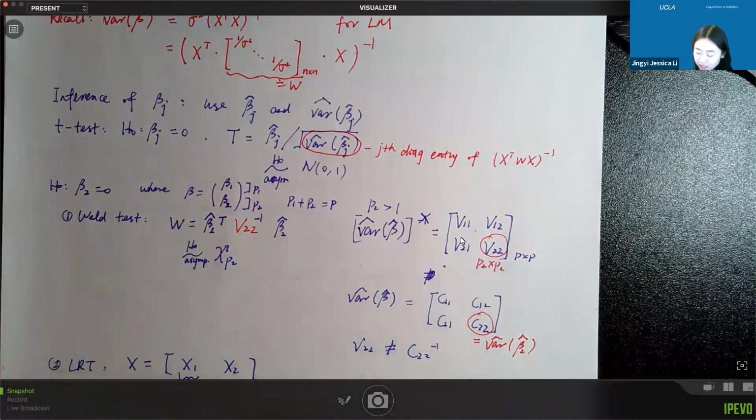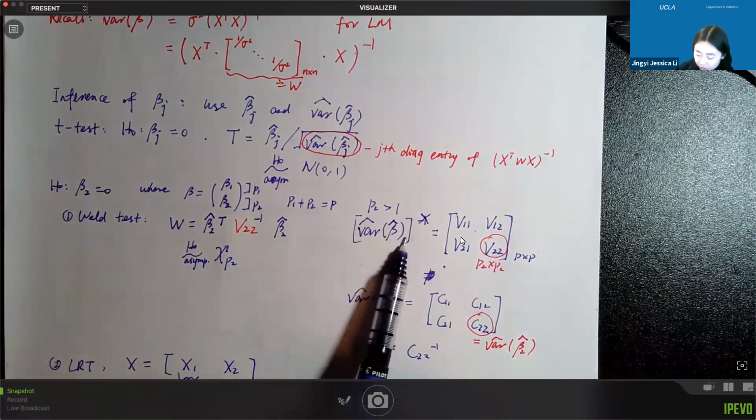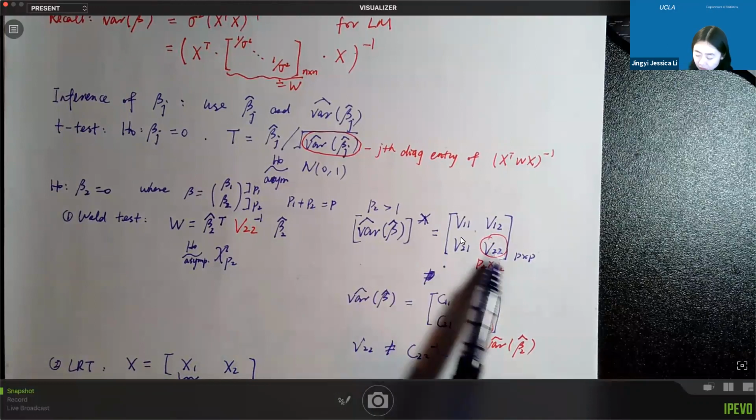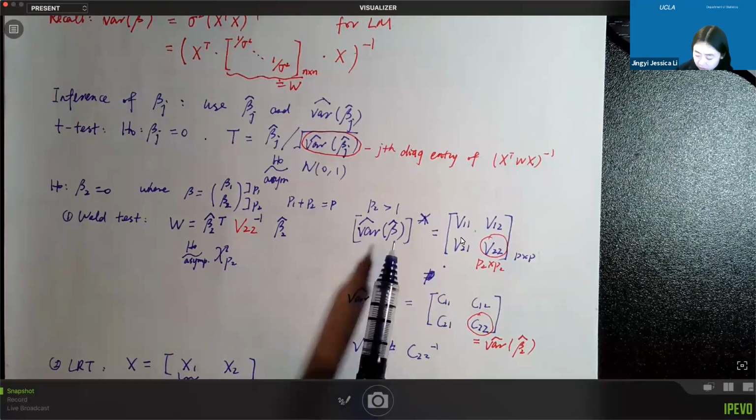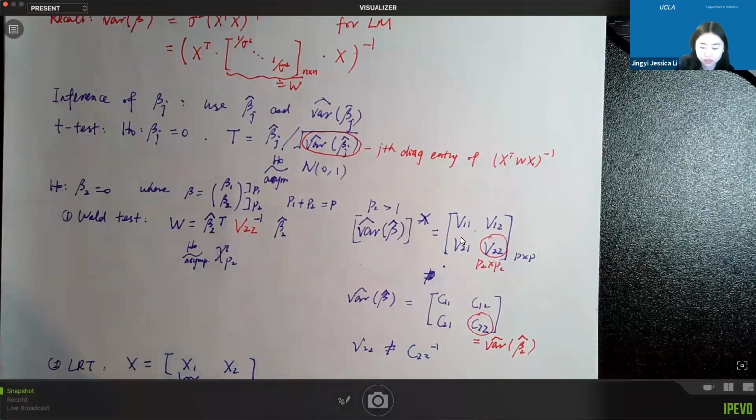But we shouldn't take the inverse of the whole variance matrix first and then take the block. That's incorrect. What we should do is take the block from the variance covariance matrix first, and then we take the inverse of the block. That's the correction I want to make for the Wald test.